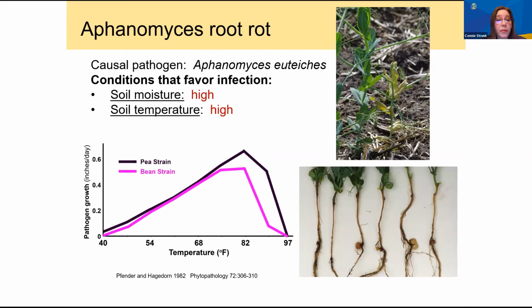Aphanomyces root rot tends to have high soil moisture and higher soil temperature. Some of these symptoms are stunted plants. You're going to see a chlorotic, purplish hue within the leaves or on the stem. And then over time, you might start to see some canker or more sunken appearances take hold. So again, something to be watching for.